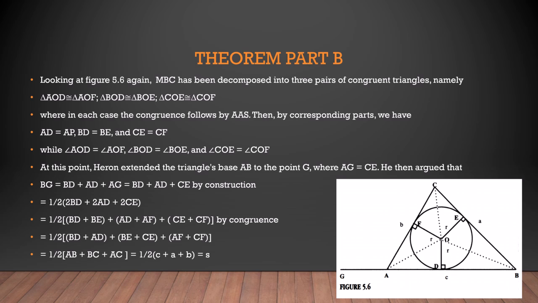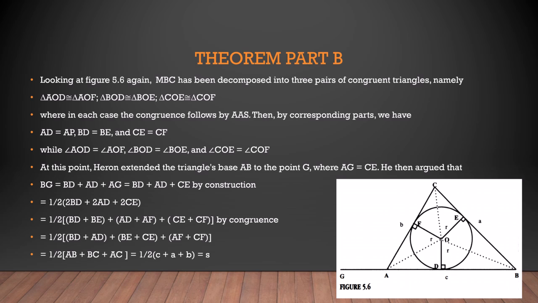the triangle ABC has been decomposed into 3 pairs of congruent triangles. So AOD is congruent to triangle AOF, triangle BOD is congruent to triangle BOE, triangle COE is congruent to triangle COF, where in each of the congruencies, we use angle side, which gives us the corresponding parts of segment AD is equal to segment AF, segment BD is equal to BE, and segment CE is equal to CF. And angle AOD is equal to angle AOF, angle BOD is equal to BOE, and so on.